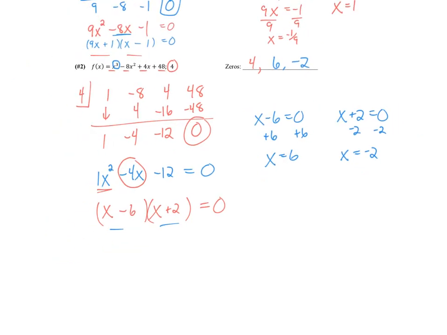Okay. So essentially, we did synthetic division, we factored, and that's how you find the zeros.